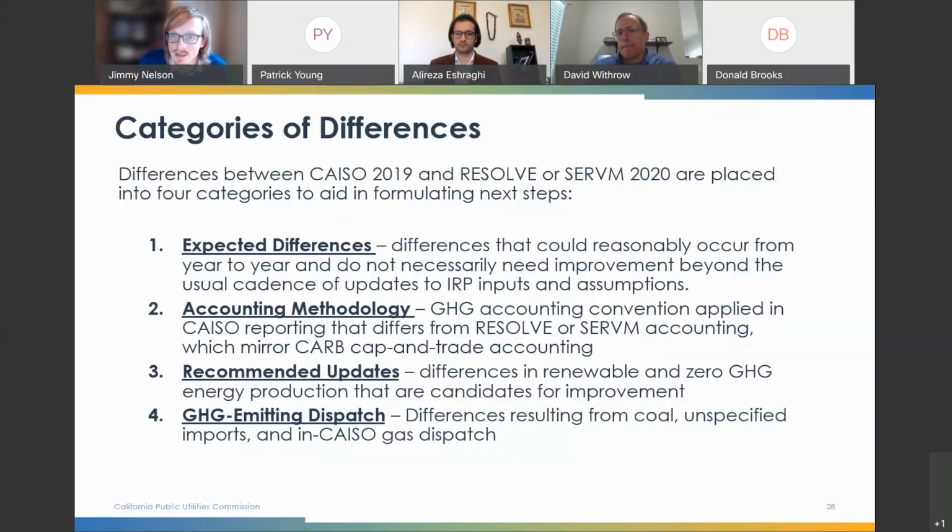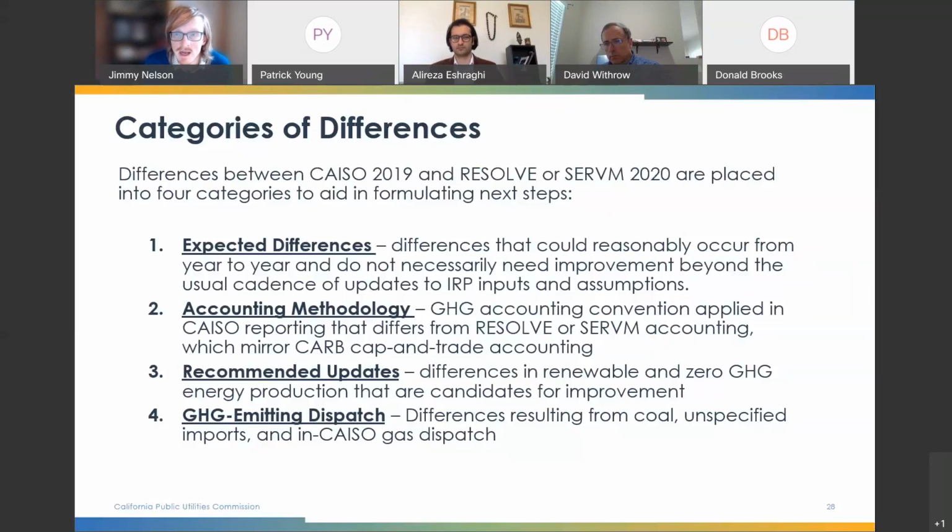Right. Thanks for that. I can address some of the unspecified import questions. We will, in subsequent slides, go into the 2020 implications of differences in unspecified imports between historical and SERVM, and historical and Resolve. I always think of unspecified imports as one of the 3 large sources of somewhat dispatchable generation that could be on the margin.